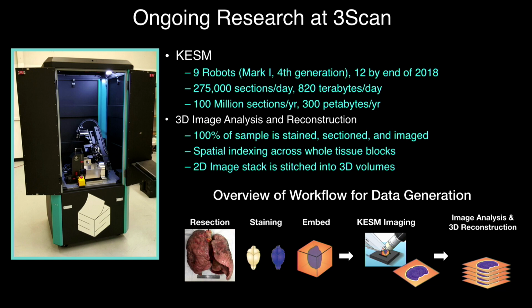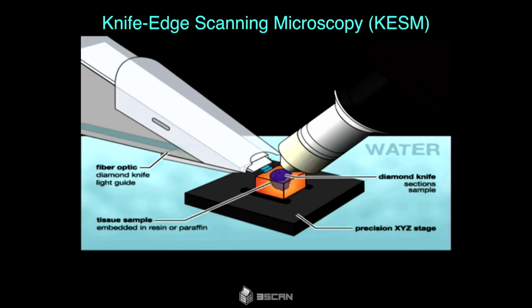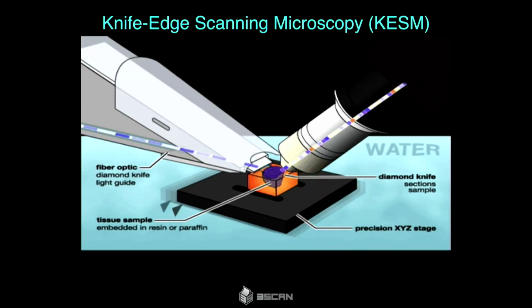This is what we do at our company, which is actually very much inspired by the Allen Institute. We build these robotic platforms that we call the knife edge scanning microscope. What it does is combine the sectioning and imaging into a single step. We currently have 9 robots. We're hoping to have 12 by the end of this year. And so we generate both lots of sections and lots of data. And we're trying to image 100% of the sample itself so that we can spatially index across whole tissue blocks. This is just a GIF showing you how that technology works.